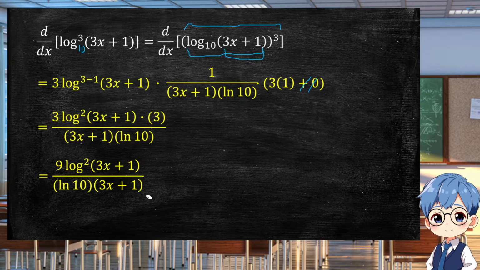times the quantity of 3x plus 1. So again, we cannot cancel out this one because 3x plus 1 is an argument here for log. Then in the denominator, 3x plus 1 is not an argument. It's just an algebraic expression. So, since we cannot cancel out anything, this is the final answer.